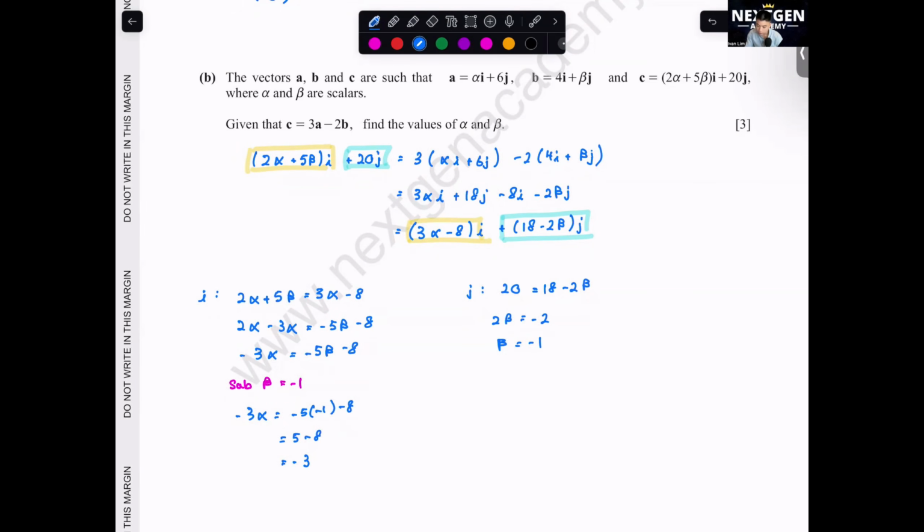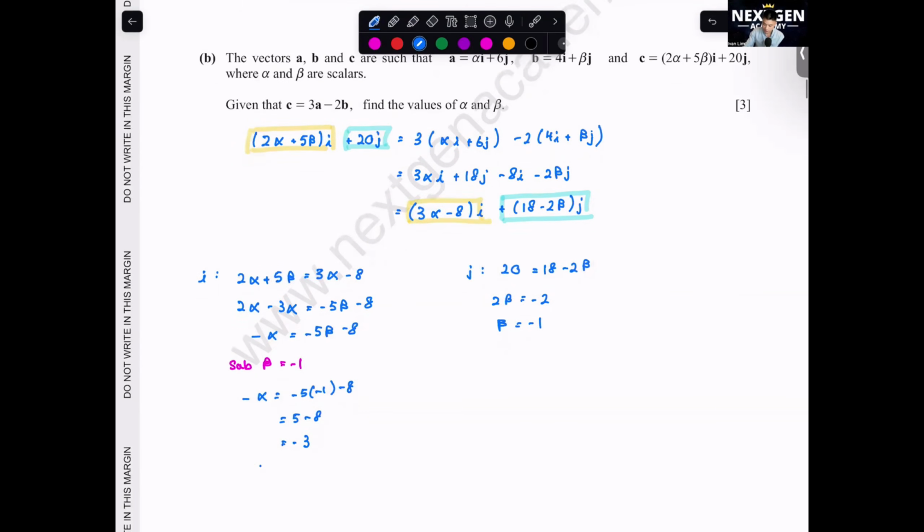What happened to my math today? Minus 5 beta. Sorry, teacher's maths today. Yeah, I need my coffee already, even though it's night. Okay, negative alpha equals 5 minus 8, which is minus 3. Therefore, alpha equals minus 3 divided by minus 1, we will get 3. So beta is equal to negative 1, and alpha is equal to 3.